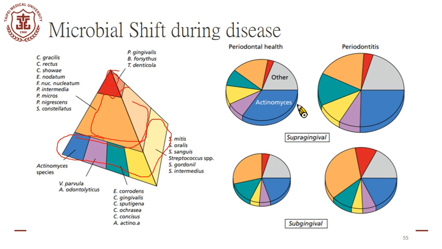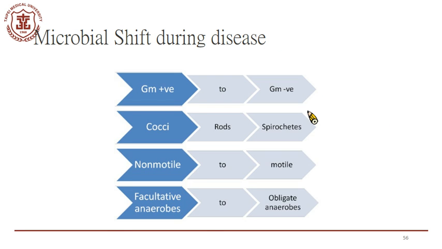And of course, if we separate it and compare supragingival with subgingival, we will see that the percentages are pretty much similar, okay? This is a better way for you to see the shift.